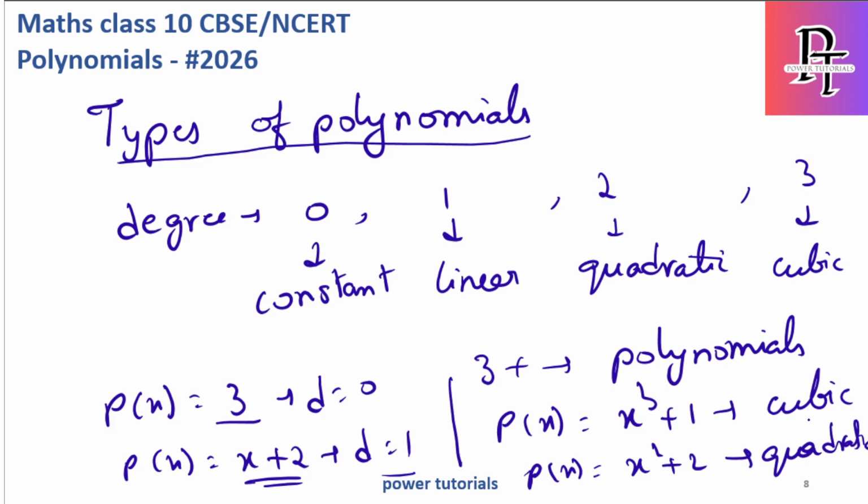We can identify whether it is quadratic or cubic or linear or constant, or even a multi-degree polynomial. If it is greater than 3, we don't have a particular name for it, but you can simply call it a polynomial of degree some number.